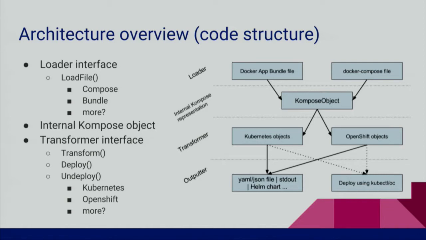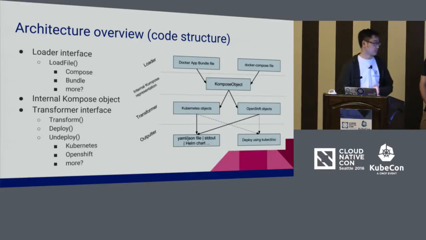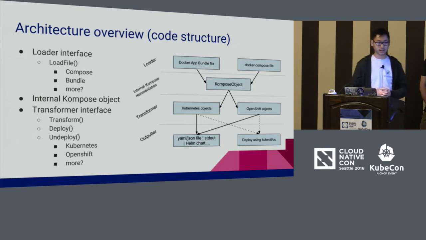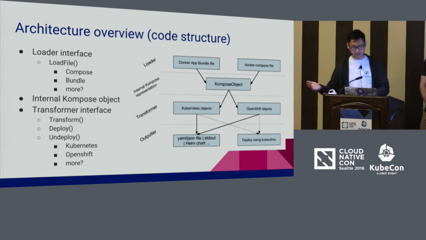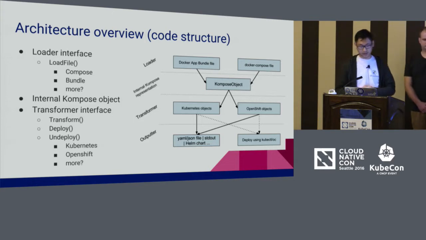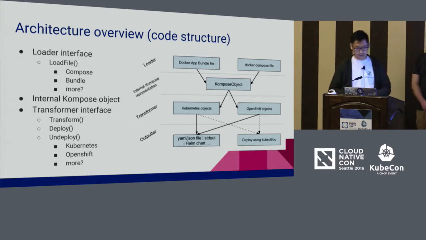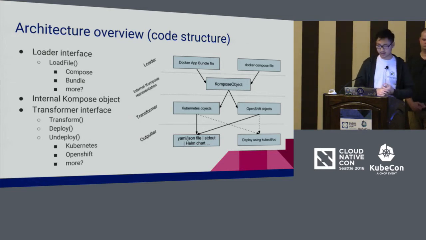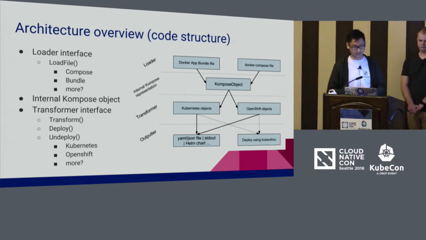Then the internal Compose object is mapped to a couple of outputs, with a couple of providers like Kubernetes or OpenShift. That's why we define the transformer interface with 3 functions. The transform maps the Compose object to a Kubernetes object or OpenShift object, or more in future, and deploy and undeploy are like up and down. Currently, Kompose supports converting a file and deploying to Kubernetes by default, and OpenShift.